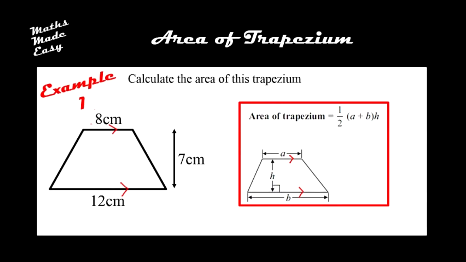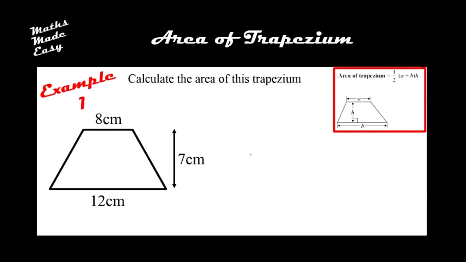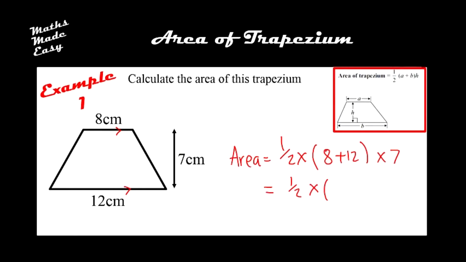So in our example here, we've got a parallel side and another parallel side. So a would be 8, b would be 12. These are the two parallel sides, and the distance between them, the height, 7. So what we do is we write down area equals 1/2 times brackets, and inside the brackets we've got a plus b, so those were our two parallel sides here, 8 and 12. 8 plus 12, and then multiplied by the height, and we said the height h was 7, so multiplied by 7.